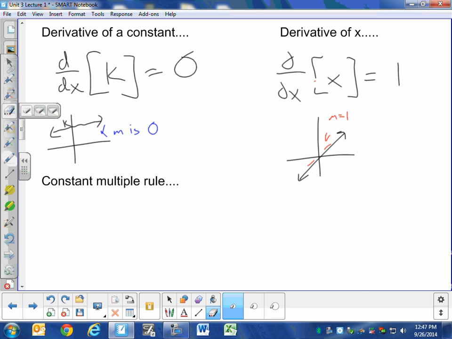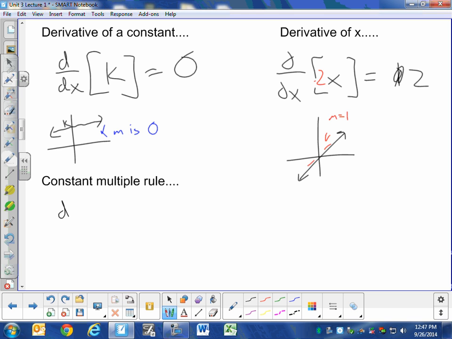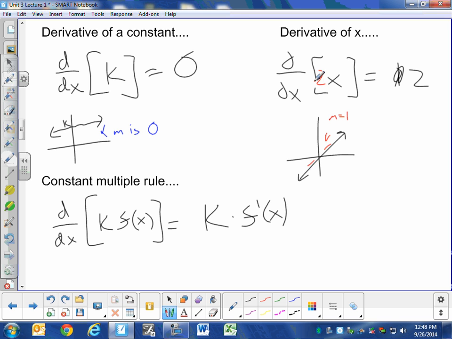Well, the way to think about that for any function is I'm taking the derivative of some constant times a function. Sorry, that's just f. You can just leave the constant alone and multiply that by the derivative of the function. So if you think about 2x, the derivative of x is 1, times 2 is 2.